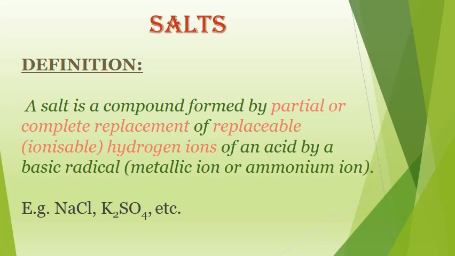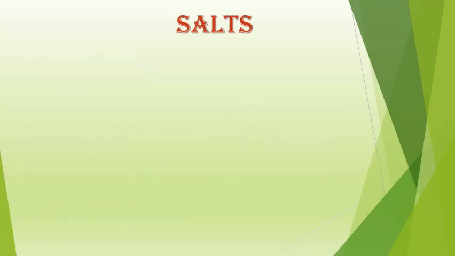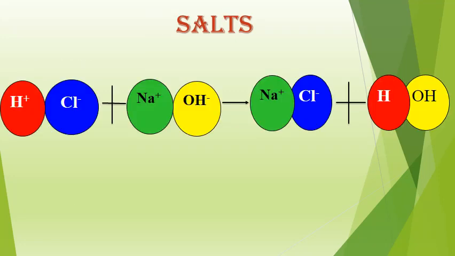A salt is a compound formed by partial or complete replacement of replaceable hydrogen ions of an acid by a basic radical, that is a metallic ion or ammonium ion. So let's see what this definition means. Here we have an example of a neutralization reaction. Hydrochloric acid is reacting with sodium hydroxide, forming sodium chloride and water.